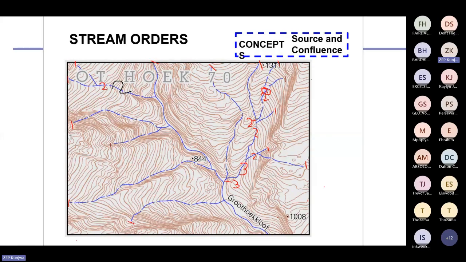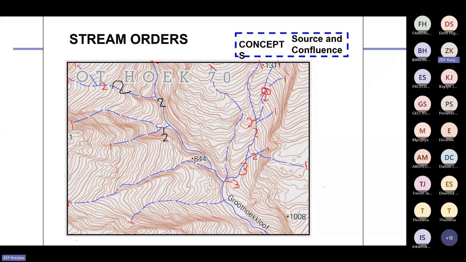You see order number 1 meeting with order number 1 at that confluence. And then they give you order number 2 because 1 and 1 are meeting. So here we've got order number 2 meeting with order number 2 in the confluence there. They give you order number 3.